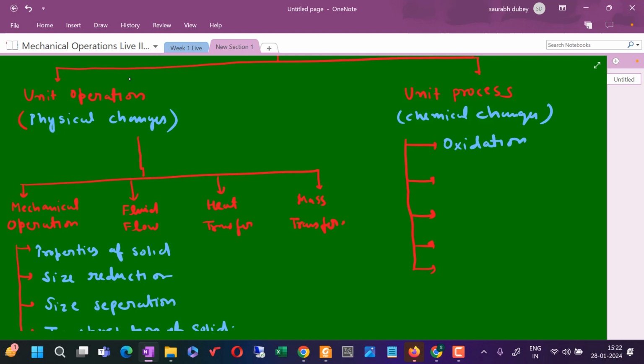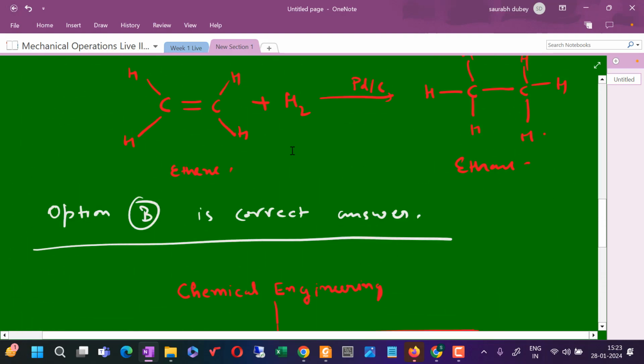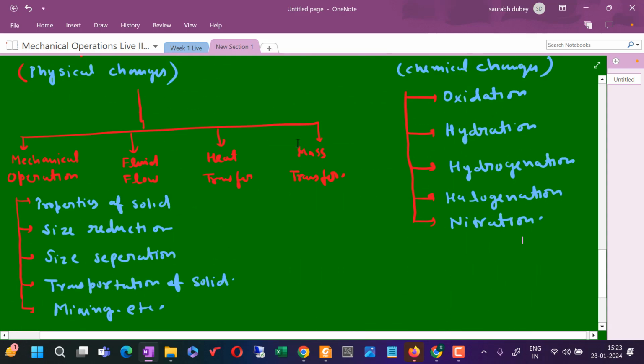oxidation, then hydration, then hydrogenation, the one which is given in the question, and then halogenation. Halogen will be there at the place of hydrogen. Then nitration. Okay, so that's the one thing that is very important, a chart that could be used.